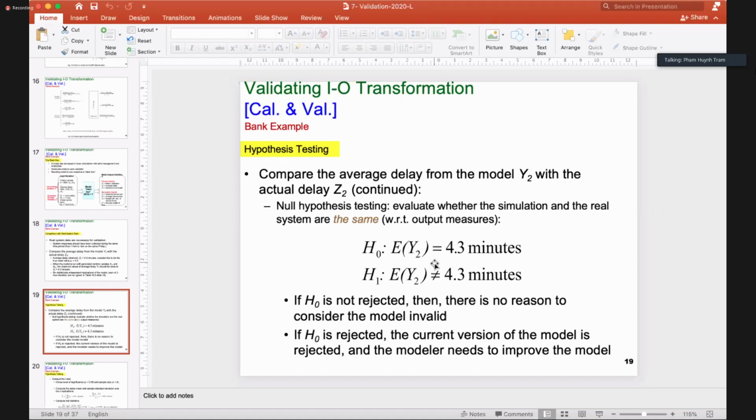So the answer we want to reach is whether the difference is significant, a statistical difference. We have the word here, significance.